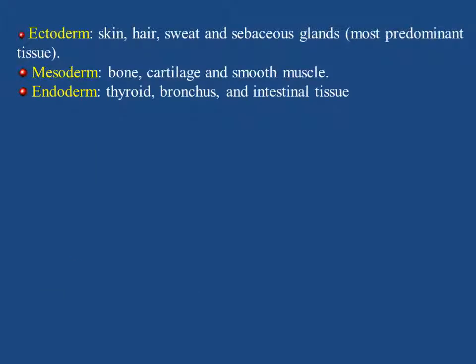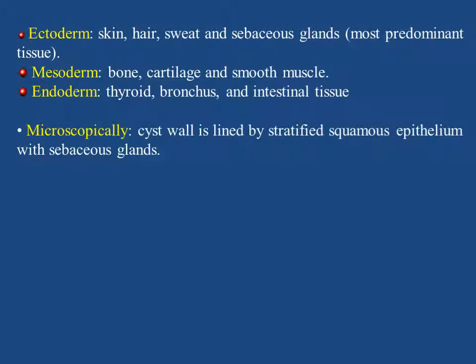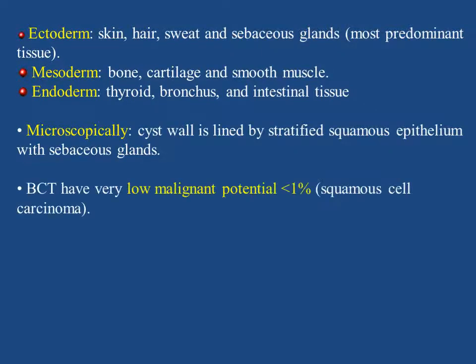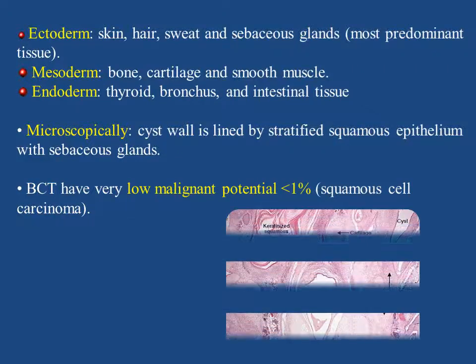Ectoderm, for example, like the skin, hair, or sweat and sebaceous gland. The mesoderm, like the bone and cartilage. Endoderm, like the thyroid tissue, the intestinal tissue, or the bronchus. Microscopically lined by stratified squamous epithelium with sebaceous gland, they have very low malignant potential, less than 1%. They can develop into squamous cell carcinoma.